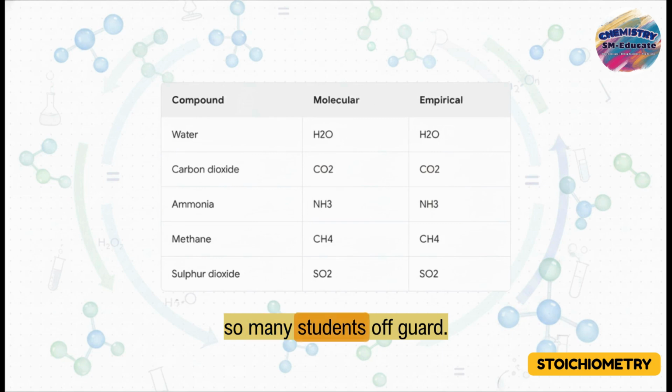Now, what's really interesting about this slide is that it shows a massive exam trap that catches so many students off guard. Take a look at this list straight from the end of the section. Water is H2O. Carbon dioxide is CO2. Ammonia is NH3. Methane is CH4. Sulfur dioxide is SO2. Do you notice a pattern here? For all of these compounds, the molecular formula and the empirical formula are exactly the same. The exact recipe and the simplest ratio match perfectly.